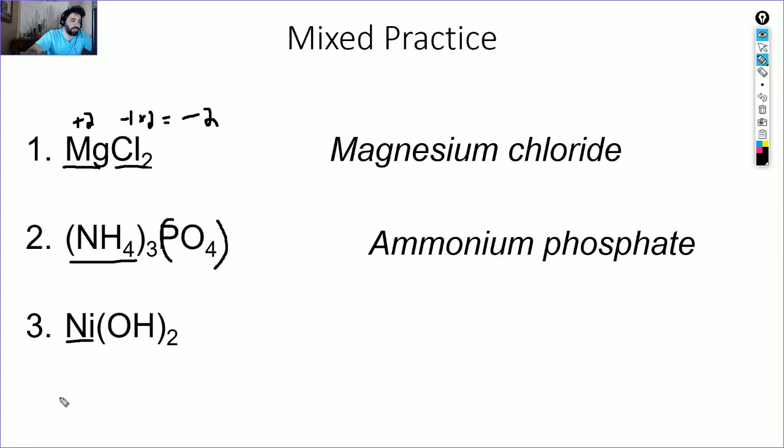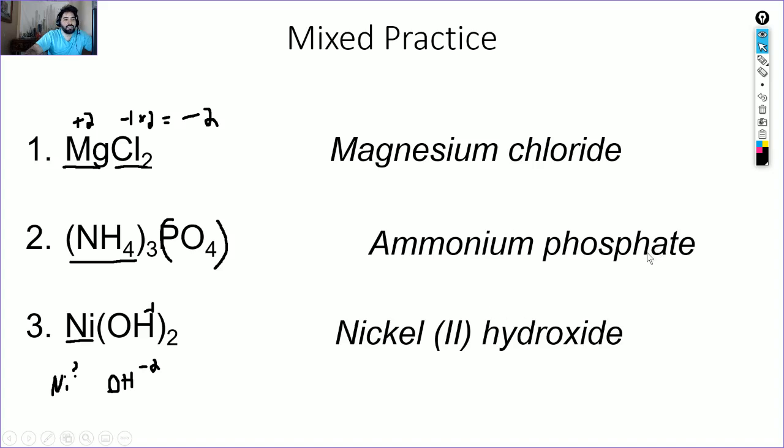And then the third example, I see a metal here, a transition metal. So I don't know this charge. I put a question mark. However, I see a polyatomic ion here, and I do know this charge. This hydroxide has a -1 charge. But there's 2 of those. So this hydroxide is going to give me a total of a -2 charge. In order for the nickel to balance that out, nickel should have a +2 charge. So I'm going to use Roman numeral 2 to represent that. And we're going to call it nickel 2 hydroxide.